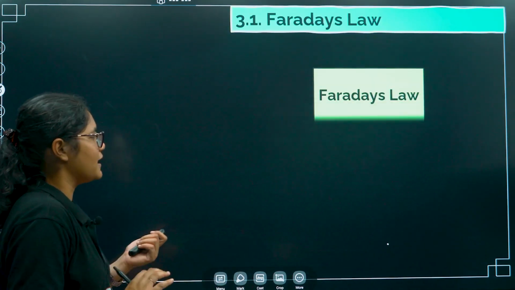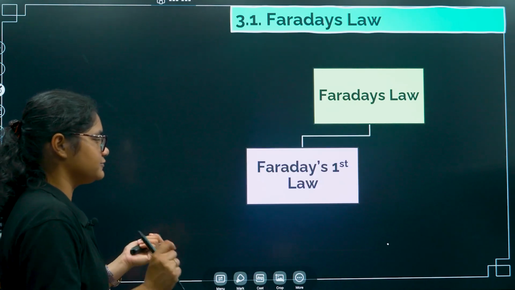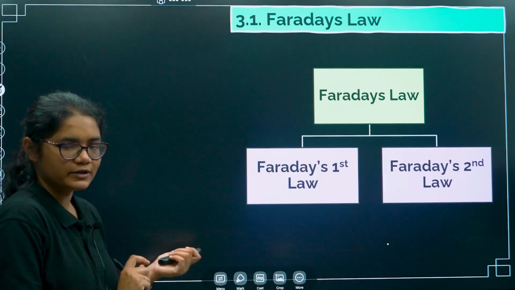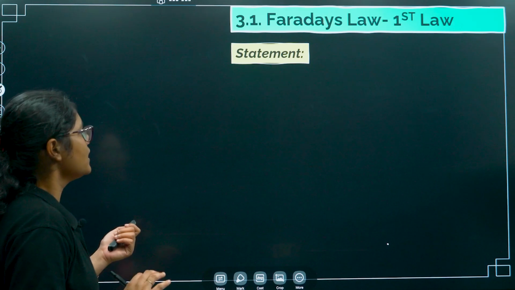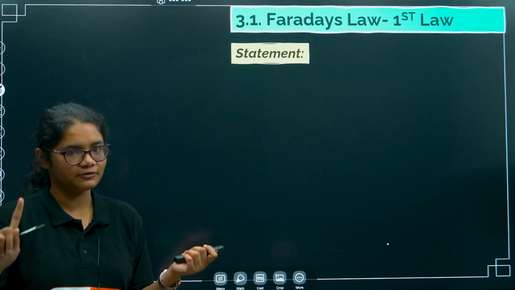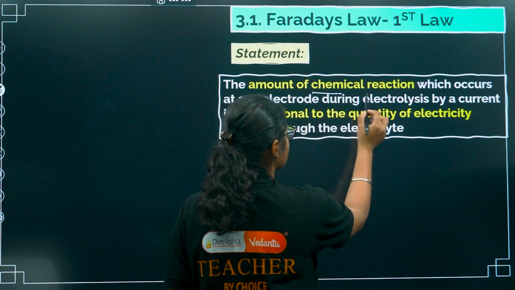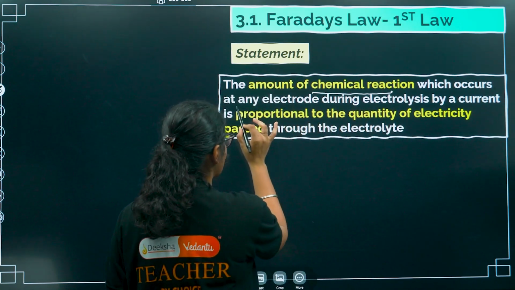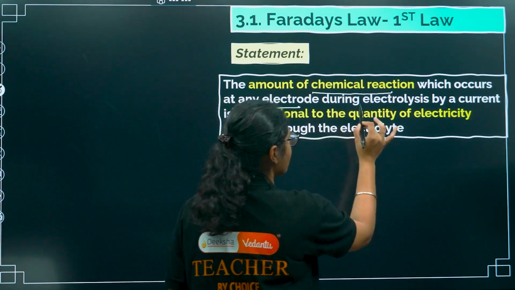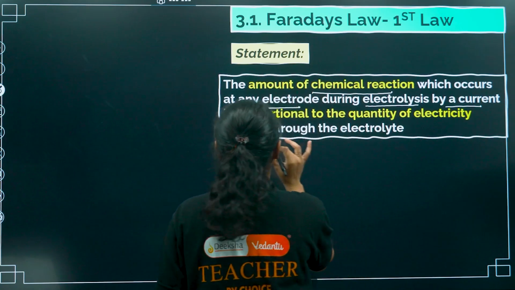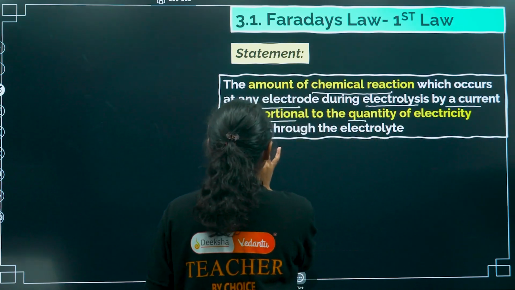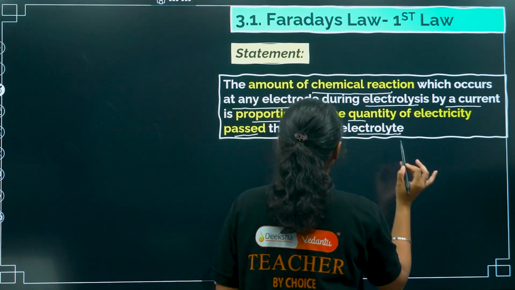In Faraday's law we have two laws, Faraday's first law and Faraday's second law. We'll be discussing both the laws here. Coming to the first, Faraday's first law. What is the statement here? The amount of chemical reaction which occurs at any electrode during the electrolysis by a current is proportional to the quantity of electricity passed through the electrolyte.